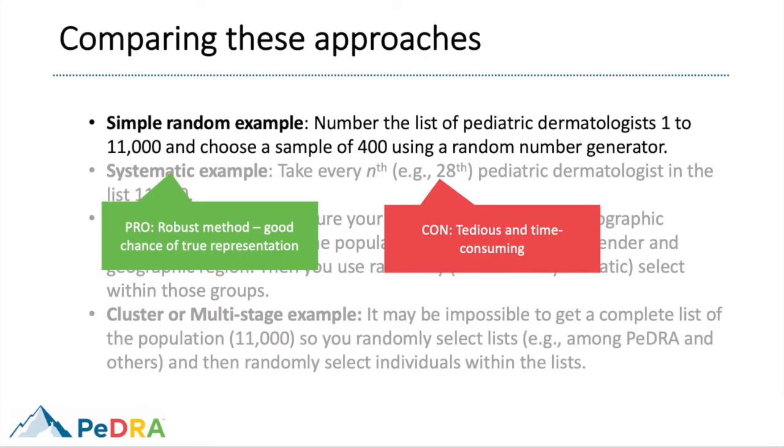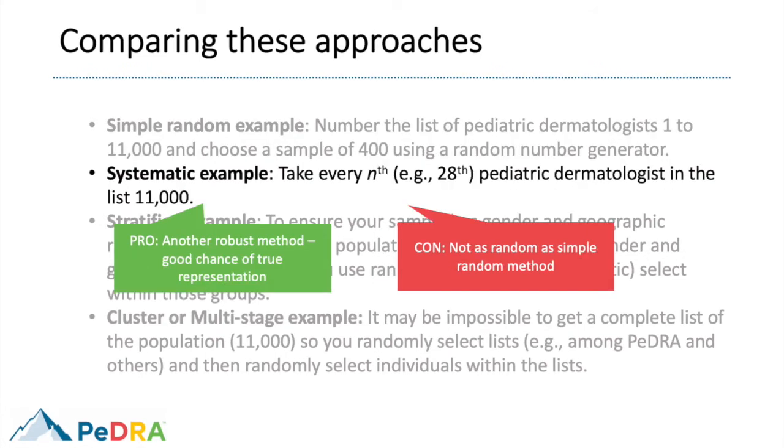Let's do a quick comparison of these approaches. Simple random sampling is a very robust method, and it will give you a good chance of getting a true representation of your population. But it can be tedious and time-consuming. Systematic sampling is a good alternative to a truly random approach.